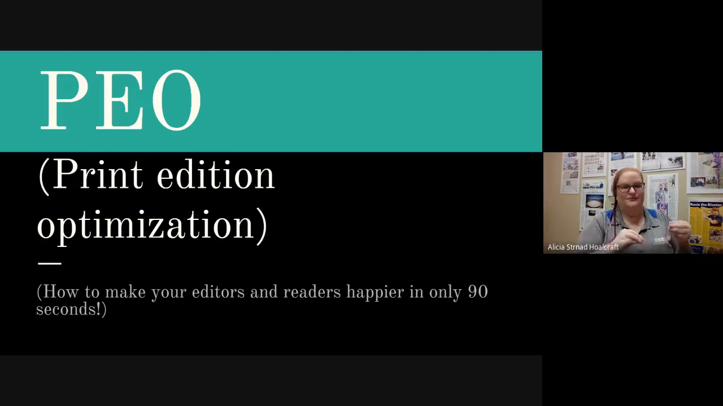For the purposes of this, when I say print or the print edition, I do also mean our e-paper that we create for websites every day, because right now our designers are creating that the same as they do with actual print editions. We're not making adjustments to the e-paper right now to change anything for that format. So just to be clear on what I mean by that.